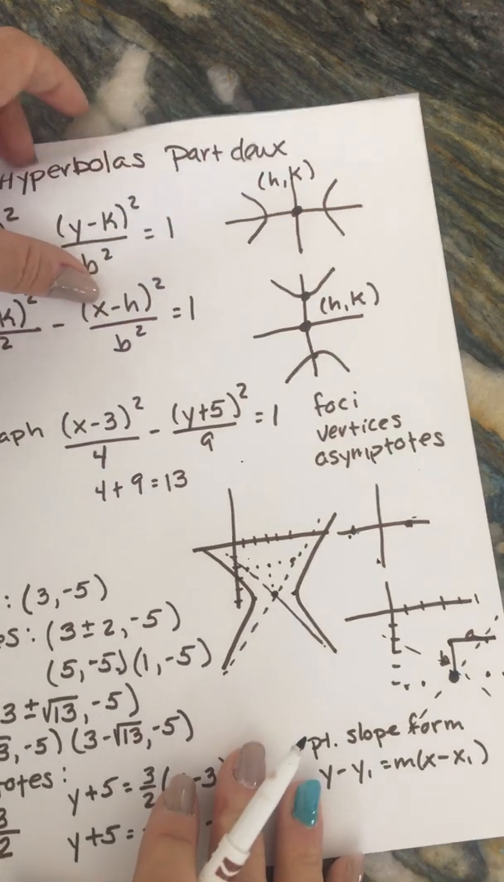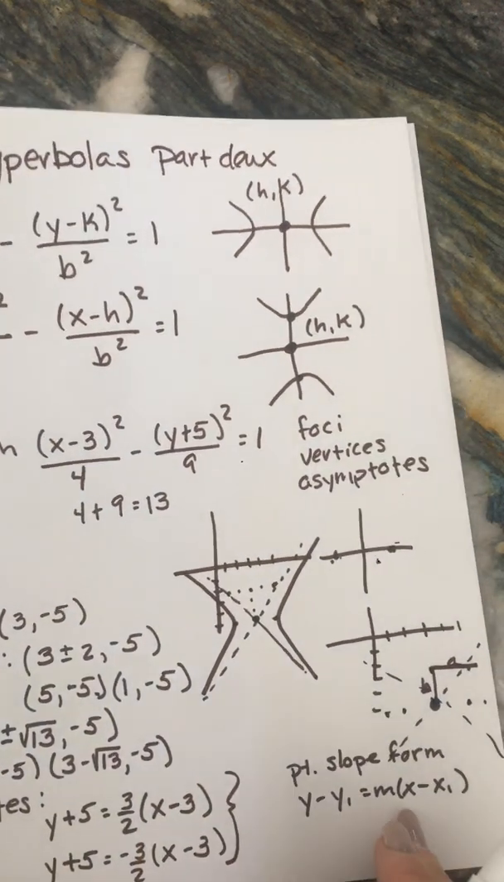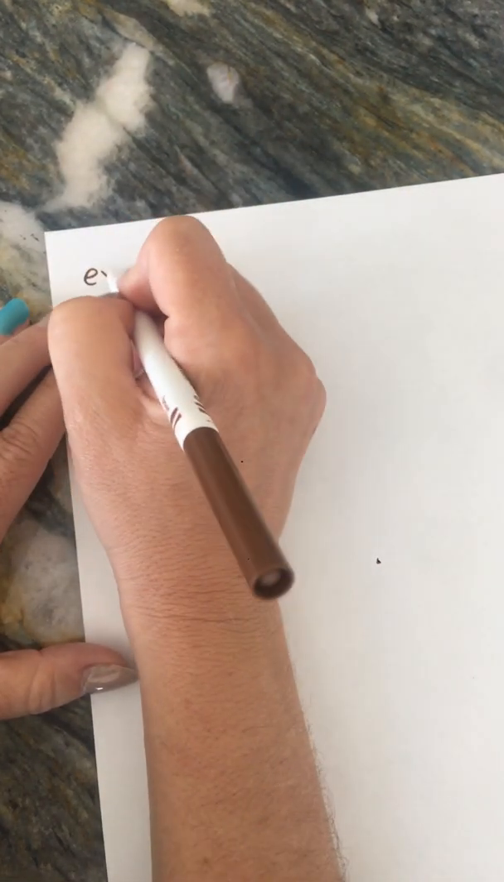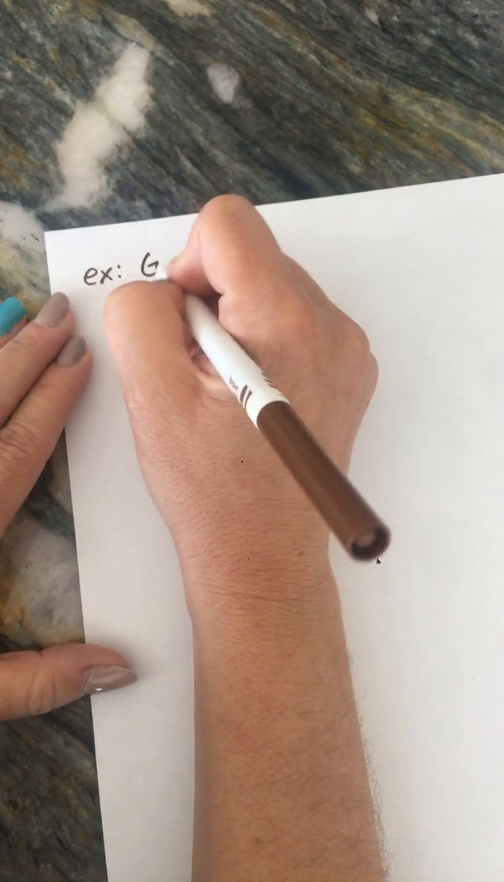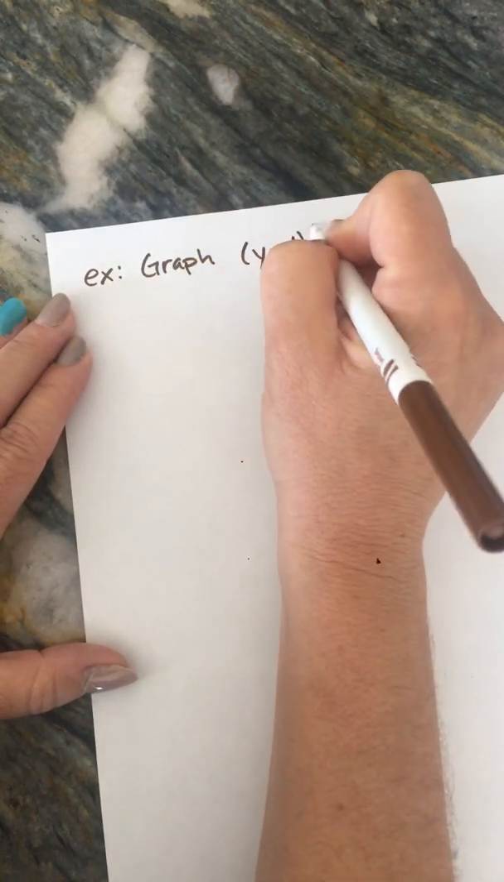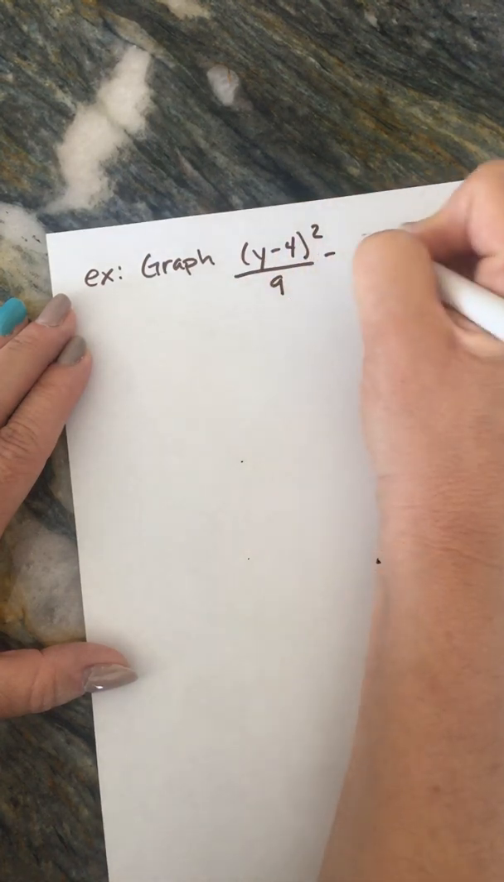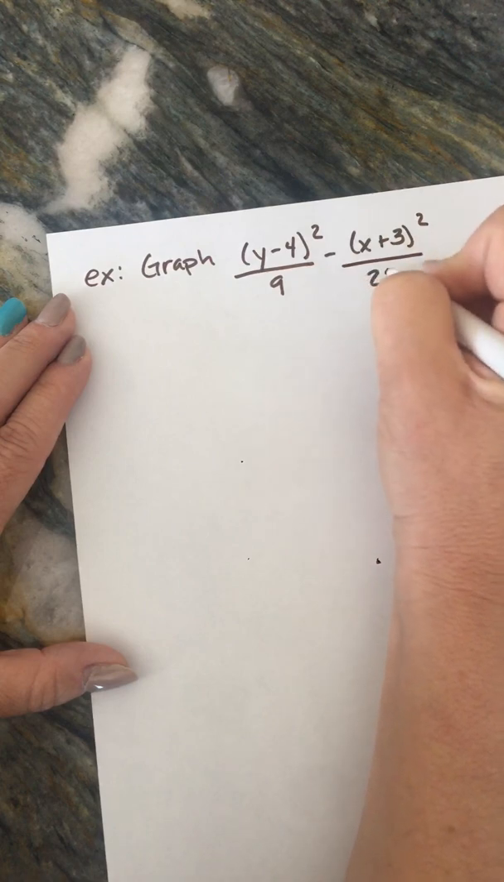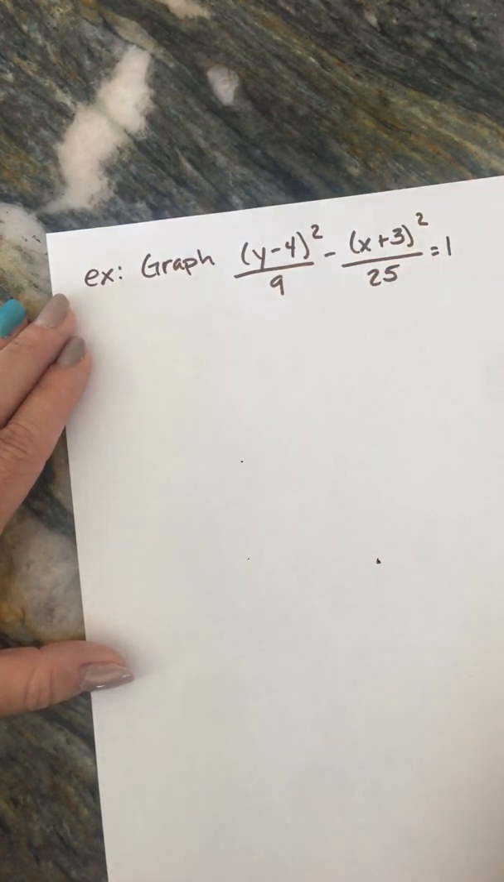Okay, so if you're good with this, you can move on. If not, I'm going to do another example. I'll do a vertical orientation example. So we're going to graph (y - 4)^2/9 - (x + 3)^2/25 = 1. And we'll find all the parts too.